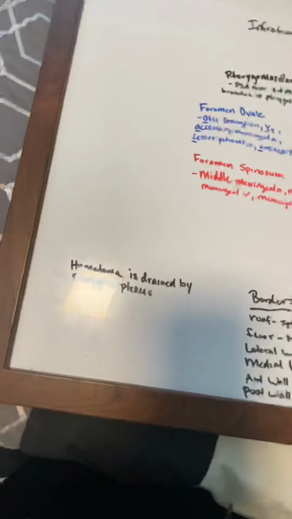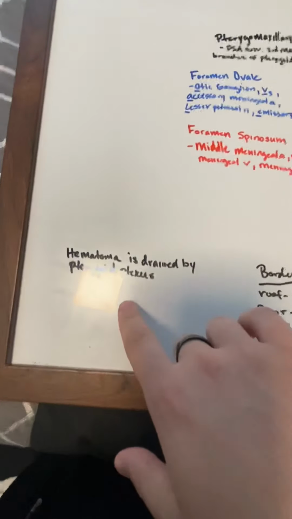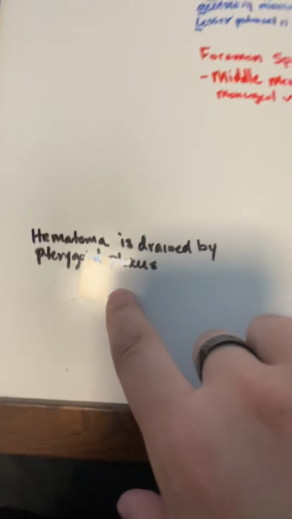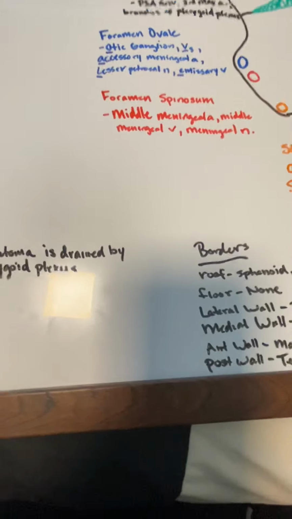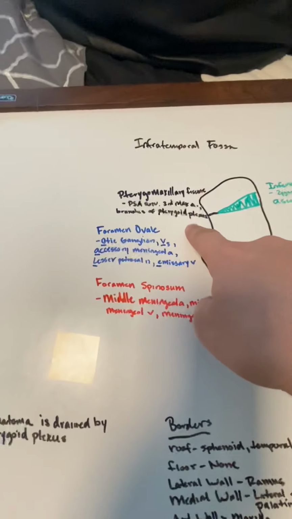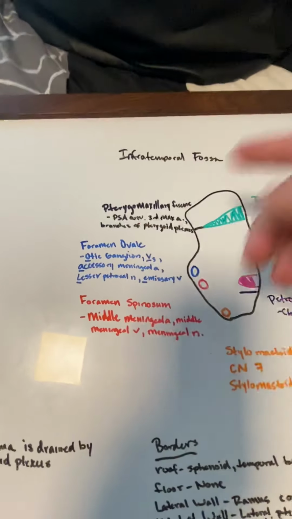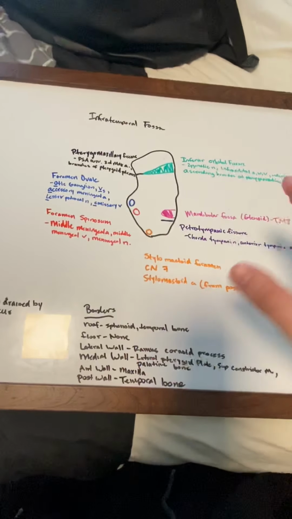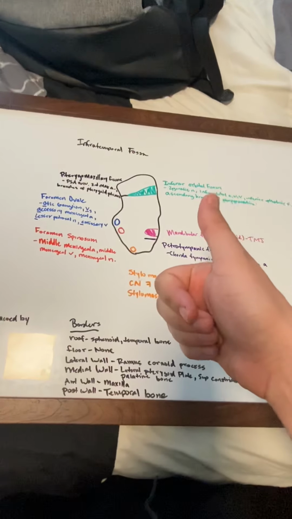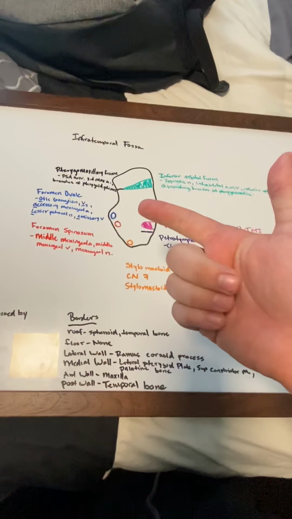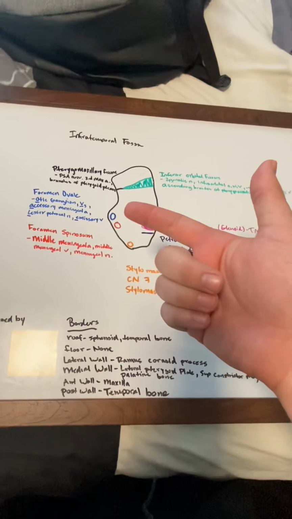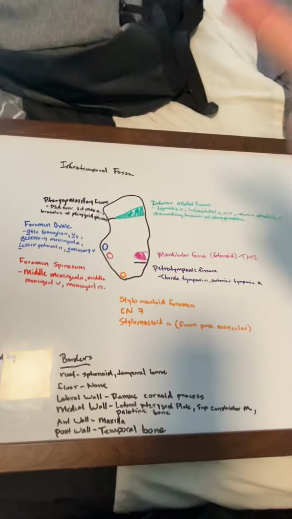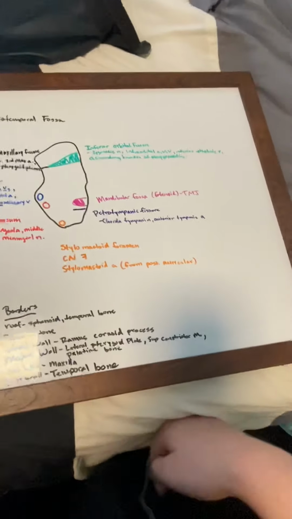And then the last thing that was on the slides that I felt was necessary is that hematomas are drained through the pterygoid plexus. So it's just through that pterygomaxillary fissure. We have branches of the pterygoid plexus in there. But this is the infratemporal fossa. So we've done pterygopalatine fossa. We've done the temporal, and now the infratemporal. So now that's pretty much all the fossa you need to know.